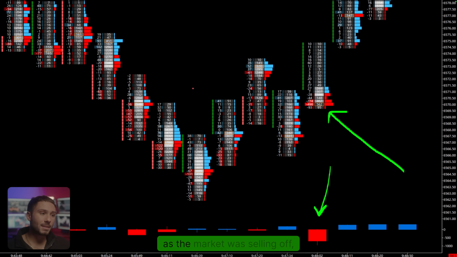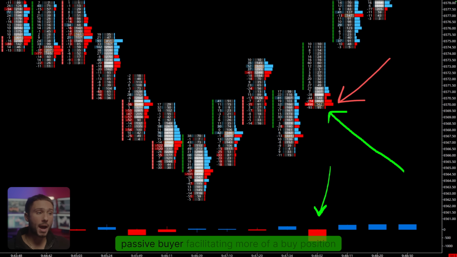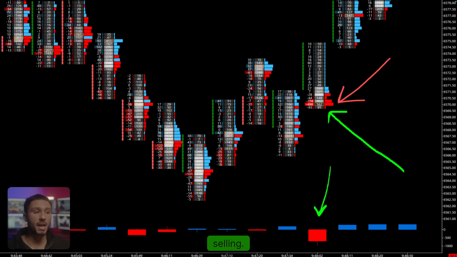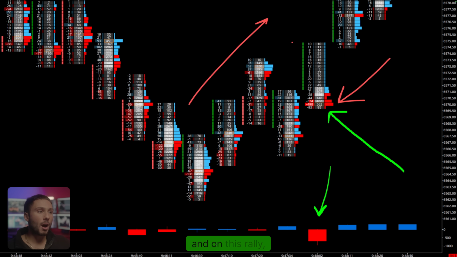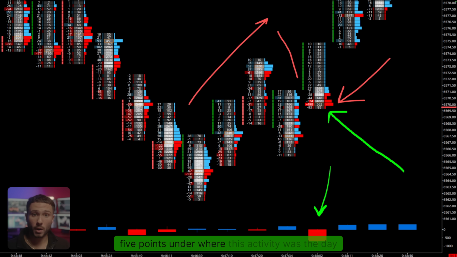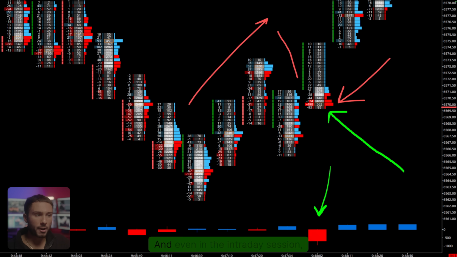We could see as the market was selling off, we start seeing another passive buyer facilitating more of a buy position and buying, absorbing all of the aggressive selling. What this means is the market tried to rally here. And on this rally, the market pulls back. And as it pulls back at 65.70, again, 5 points under where this activity was the day prior and even in the intraday session, the market pulls back.